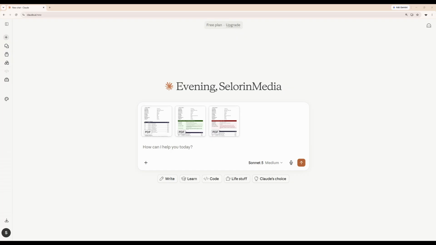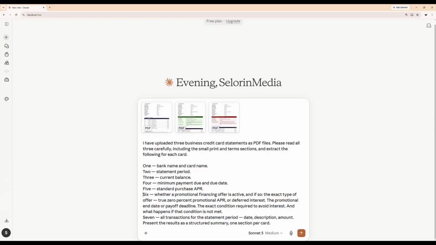Here's what we're sending. I have uploaded 3 business credit card statements as PDF files. Please read all 3 carefully, including the small print and terms sections, and extract the following for each card. 1. Bank name and card name. 2. Statement period. 3. Current balance. 4. Minimum payment due and due date. 5. Standard purchase APR. 6. Whether a promotional financing offer is active, and if so, the exact type of offer.